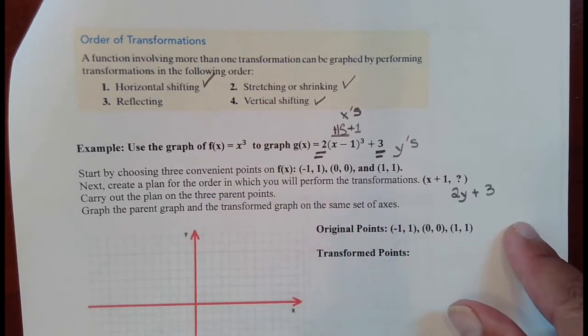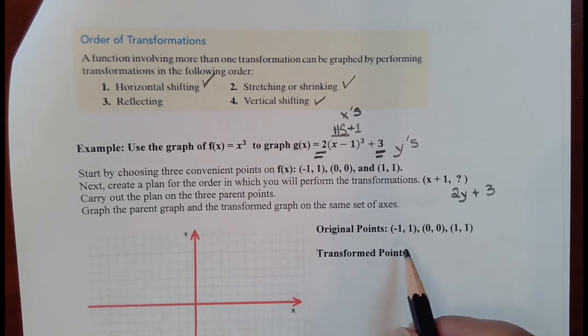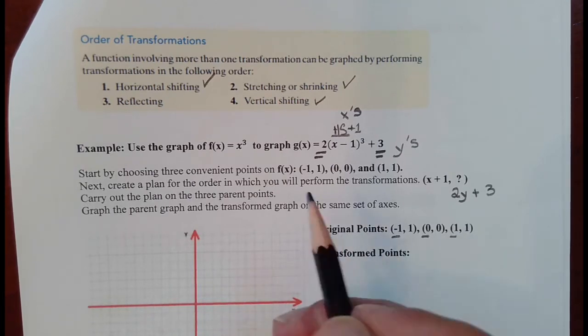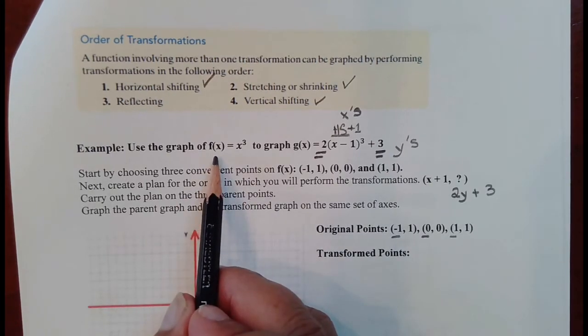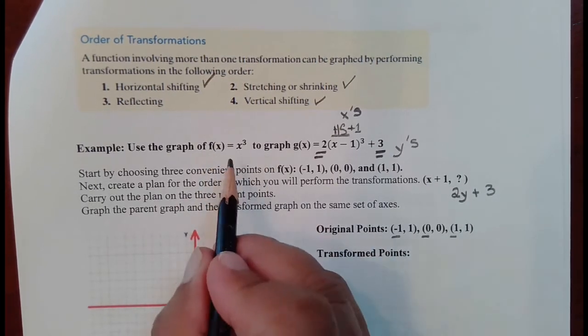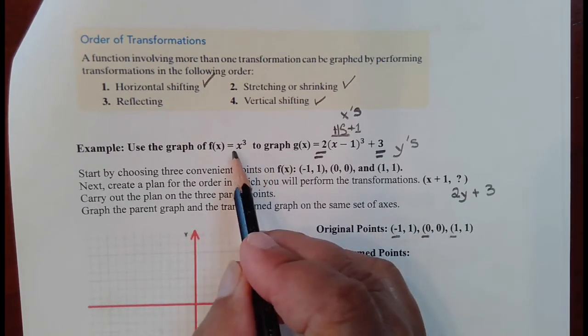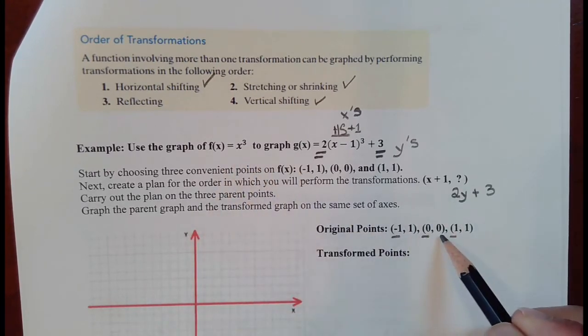Okay, in that order. So using the points that I've given, again, I just selected these arbitrary, easy to work with points, and I purposely plugged them into the easier function, which is always the parent graph. So I plugged in -1 here. -1 cubed is 1. I plugged in 0 for x, and I got 0 for an answer. I plugged in +1 and got 1 for an answer.